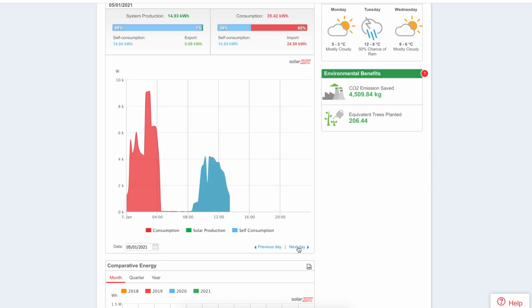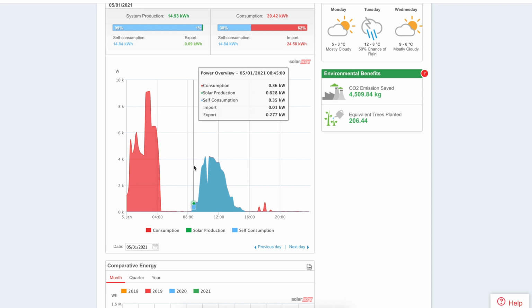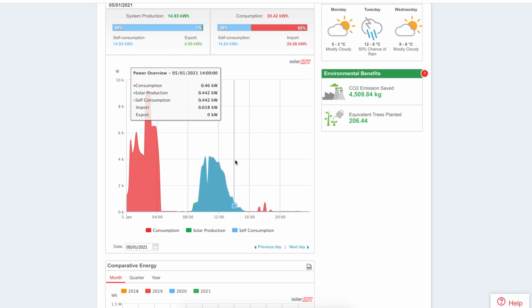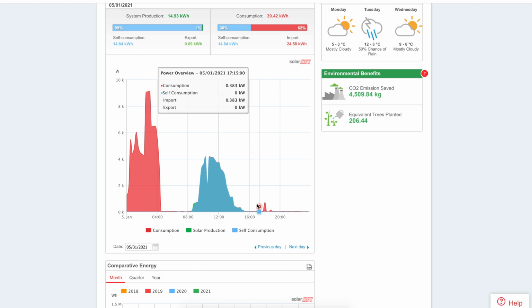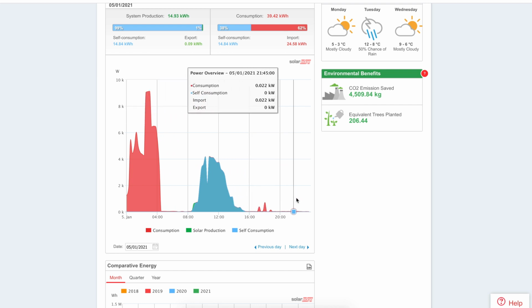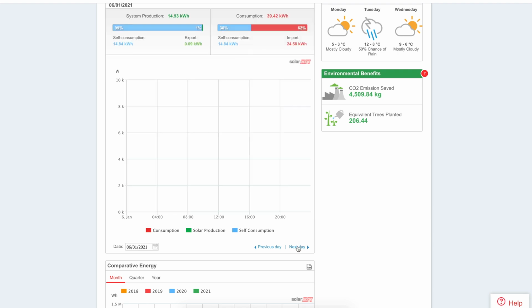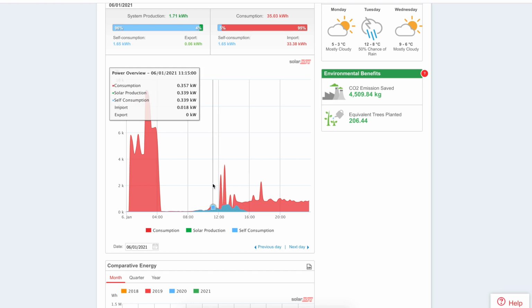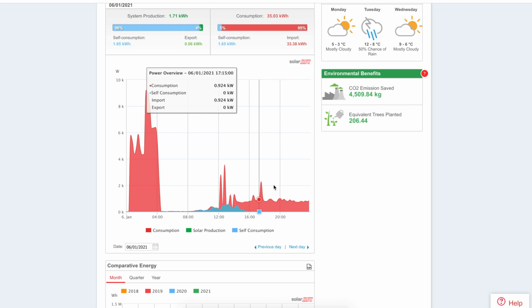On to the 5th. Big usage again in the morning, but slightly better generation. We've got a couple of peaks there, just over 4 kilowatts, which isn't too bad. So 14.93 kilowatt hours. I'm not sure why we've got these little spikes here, but in general, we're off grid for the rest of the day until the charging happening in the morning. Poor performance there on the 6th, only 1.71 kilowatt hours. So again, we're pulling from the grid pretty much from lunchtime.